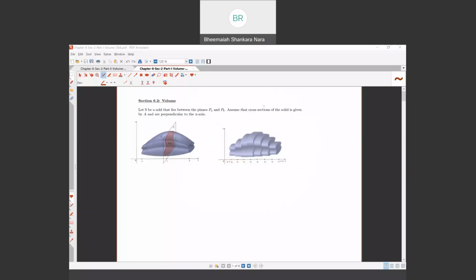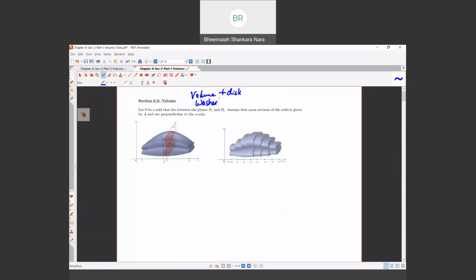We'll start with section 6.2 in this lecture. We'll learn about finding the volumes. So here, when we have this volume plus disk, we also see finding the volumes of the washer.